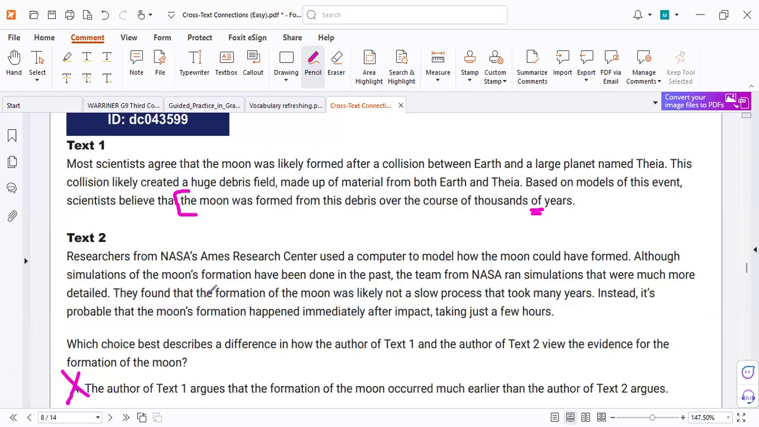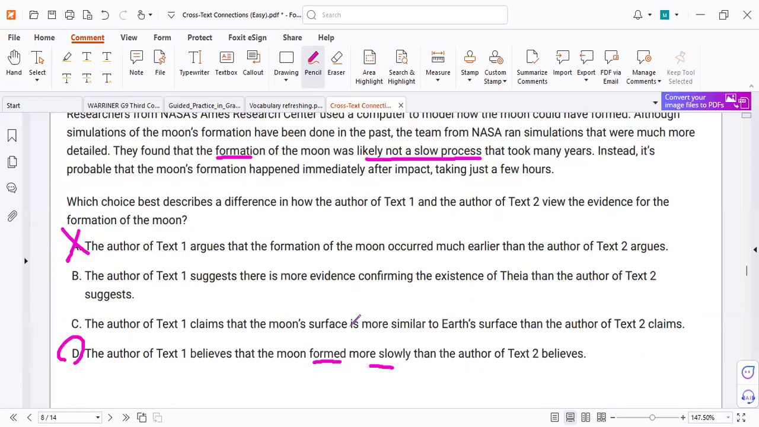Look, they found that the formation of the moon was not a slow process. Let us support that: in letter A, he said it was slower than the author of text two. He said not slow, that means it was faster. That means one says this is slow. Imagine. Yes.